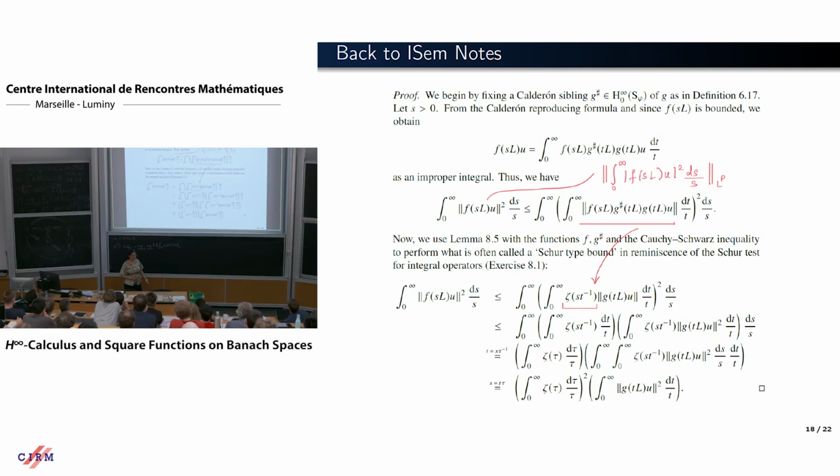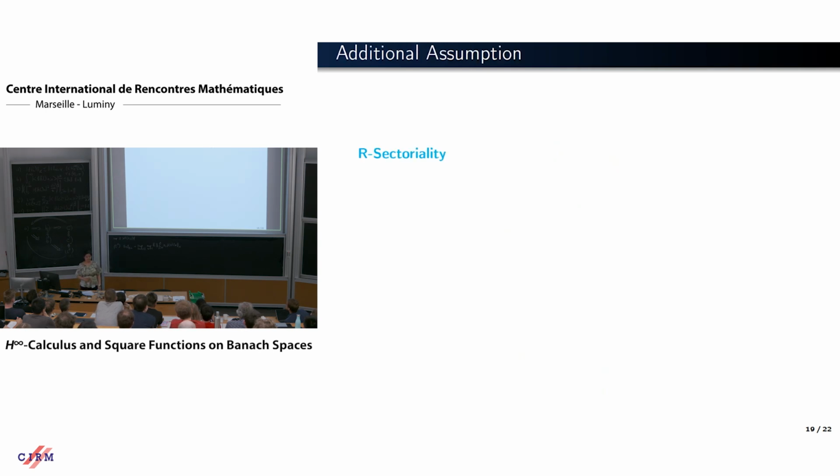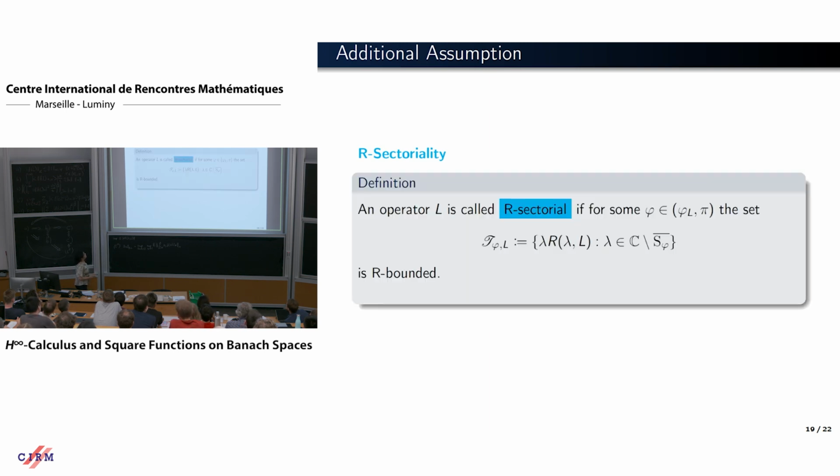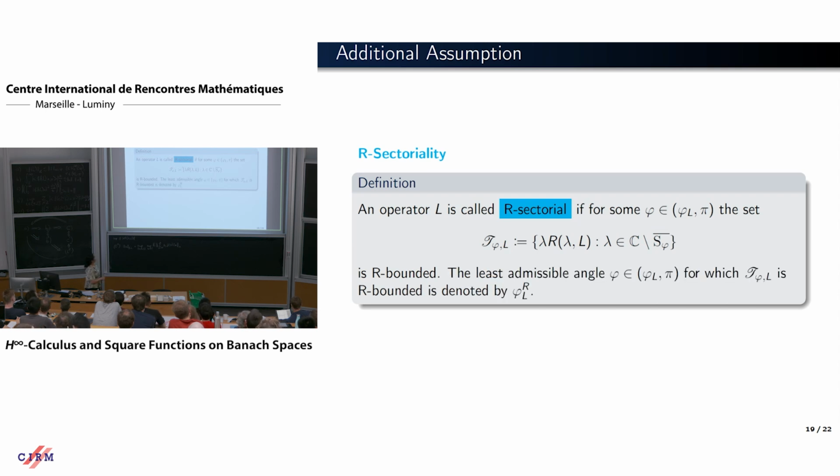There is something that we need. The additional information that we need is the R-sectoriality, and we have been seeing it from the very first day. What is R-sectoriality? I'm quickly going to go through the description on the slide in words. The operator L is R-sectorial for some angle phi when the set here is R-bounded. In that case, the least admissible angle is denoted by phi_R(L), the angle of R-sectoriality.